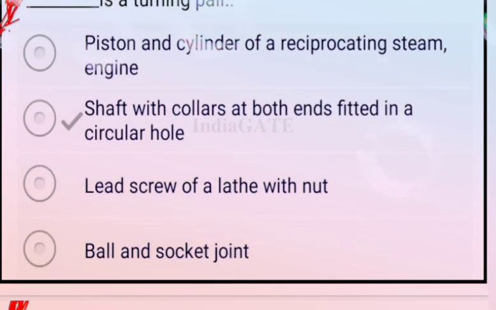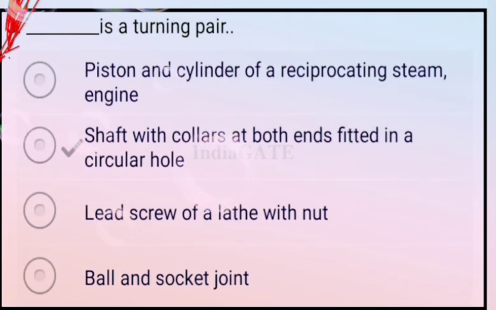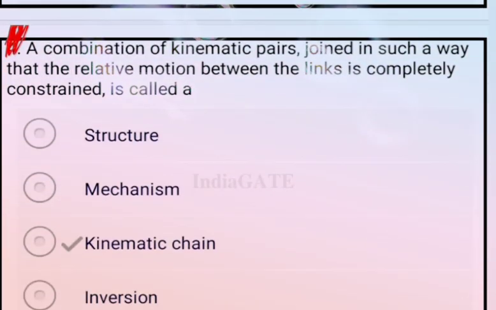Now come to the next question. Dash is the turning pair. So answer B is your correct answer. That is a sharp bridge collar at both ends shifted in a circular hole. So option B is your correct answer. Now come to the next question.